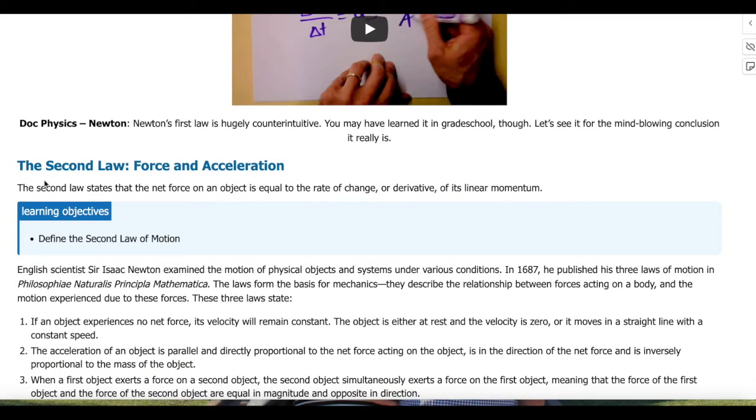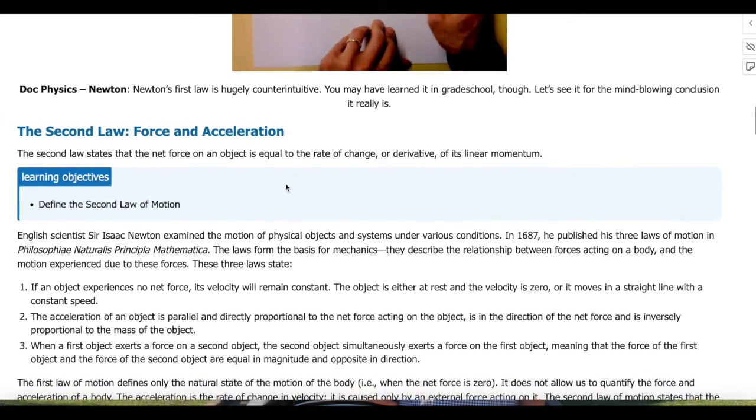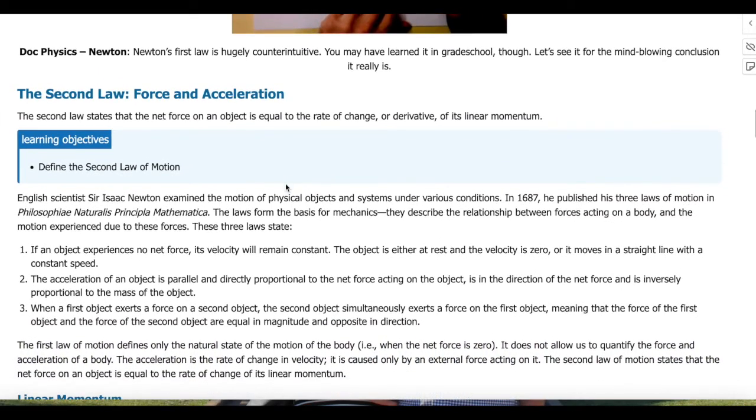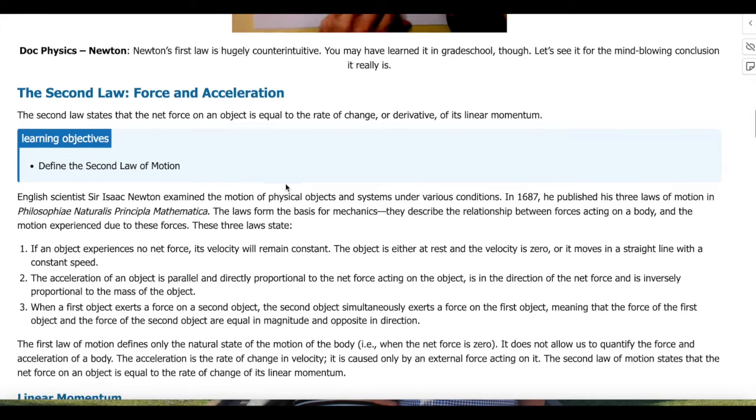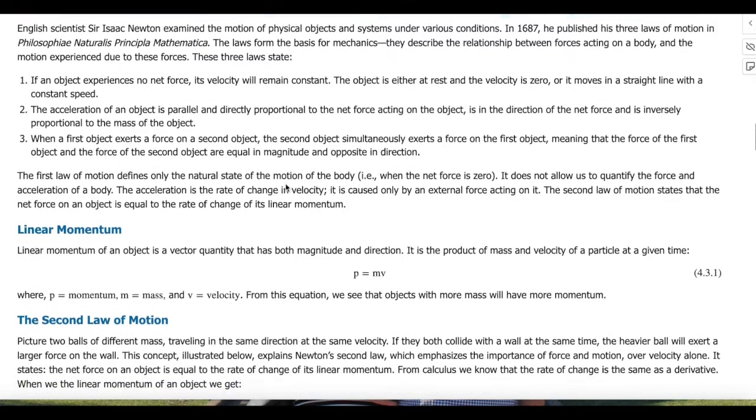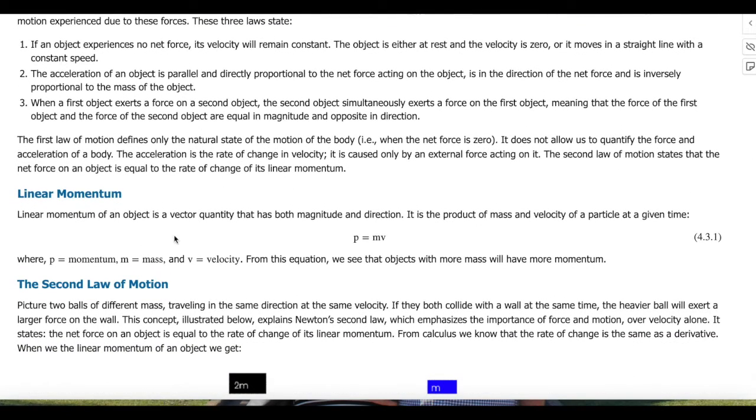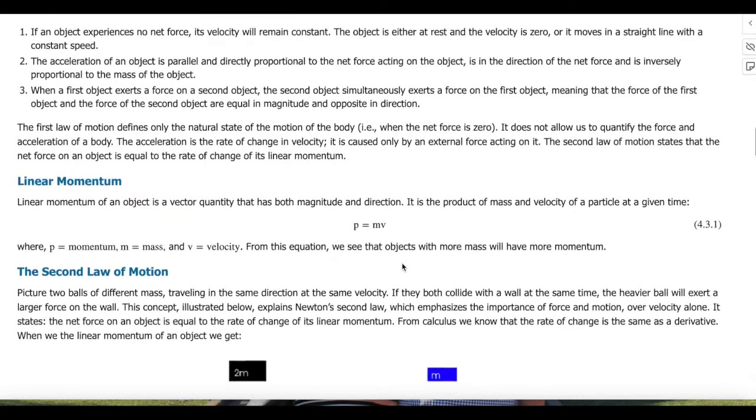Now the next subheading says the second law, force and acceleration. All right, that means the second law probably has something to do with those two things, correct? Right. All right, we have a formula. That's probably going to be important. You're going to want to write that down in your journals when you get to it.